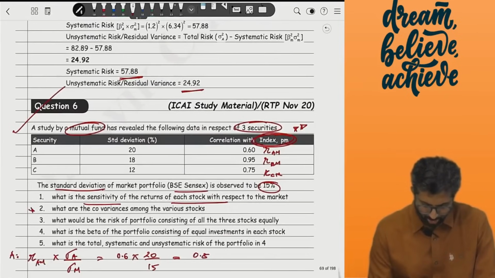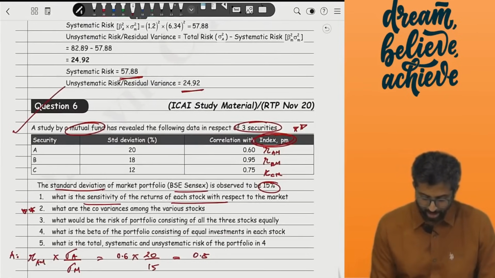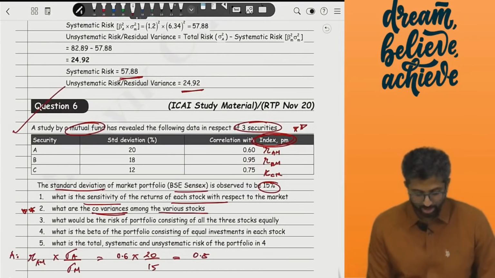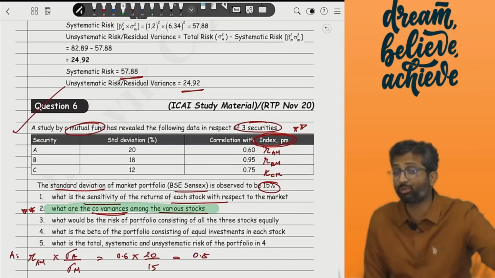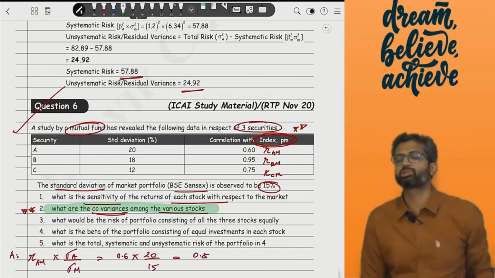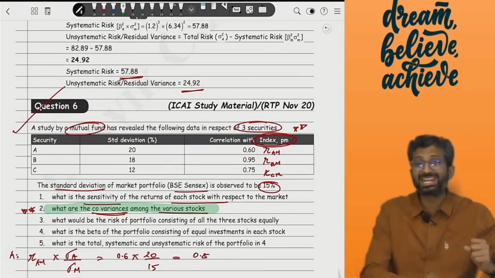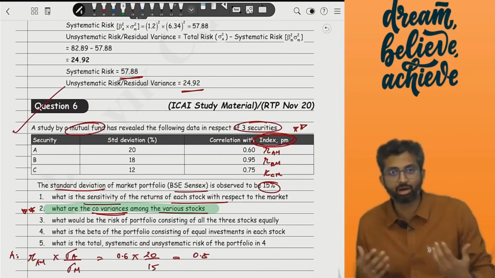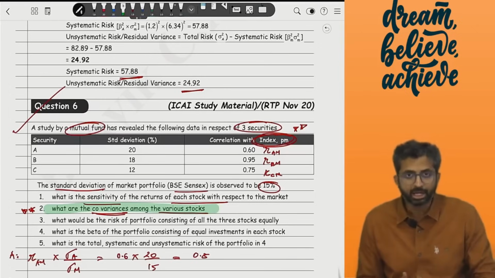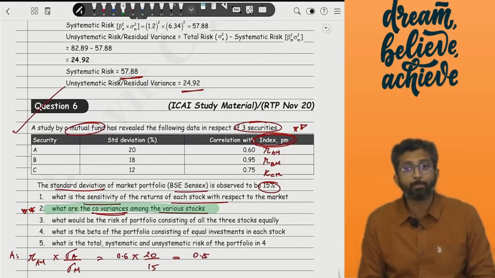The important part in my opinion is the second one, where they are asking you to find the covariances amongst various stocks. Now in order to calculate covariance, we need a range of data, x minus x bar into y minus y bar. But they are asking you covariance of xy, not covariance of x and market. Covariance of xz, not covariance of x and the market. Covariance of y and z. Here it's ABC, I think, but the covariances are asked among the various stocks.